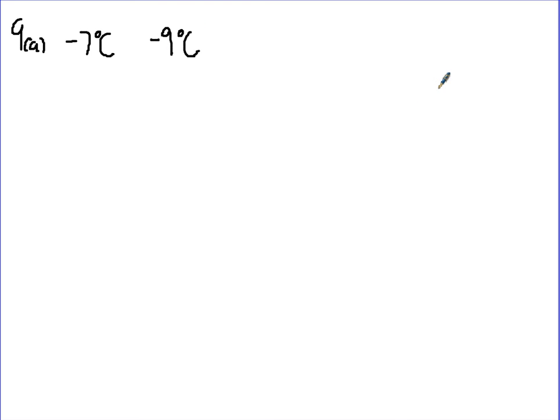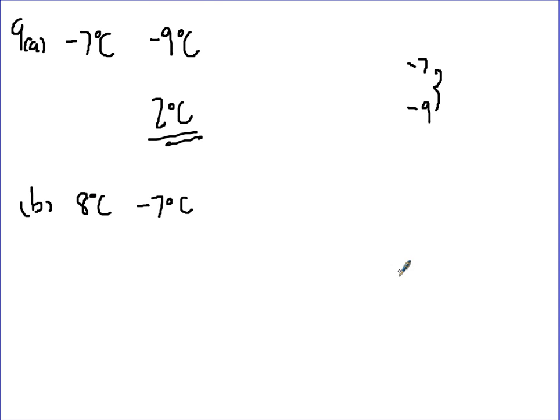So if you put them on a gauge, here's -9, here's -7, 1, 2 jumps, so therefore the difference is 2 degrees. B, work out the difference between the highest temperature in London and the lowest temperature in London. So highest in London is 8 and the lowest in London is -7. So again, think of it on a gauge going upwards. There's -7, 0, and 8. So you have to go up 7 to get to 0, then you have to go up another 8. So in total, the gap is 15 degrees.